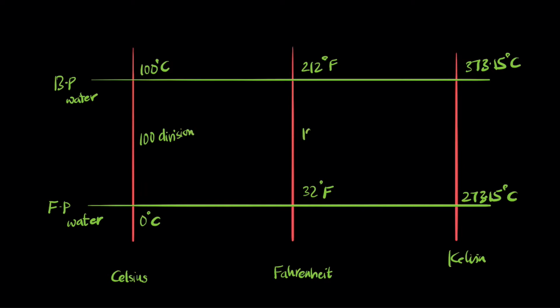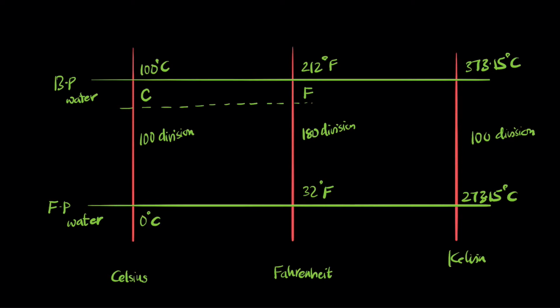In the Fahrenheit scale there are 180 divisions, and in the Kelvin scale again there are 100 divisions. For example, let's say I want to know a particular value x in both the Celsius scale and the Fahrenheit scale. I'm going to call that temperature C in the Celsius scale and F in the Fahrenheit scale.